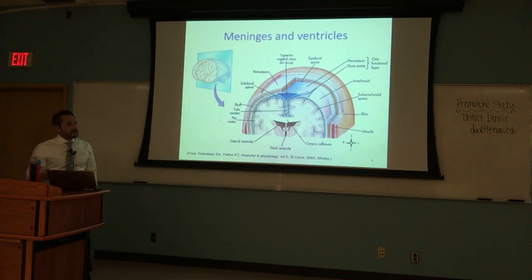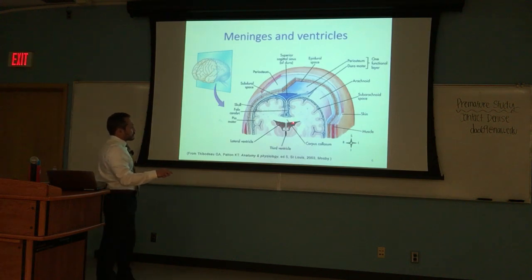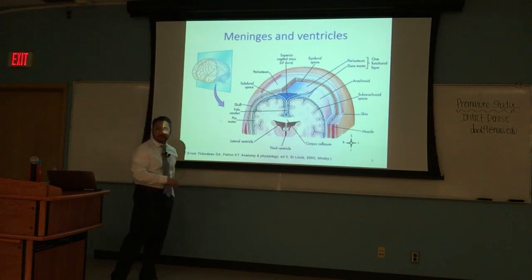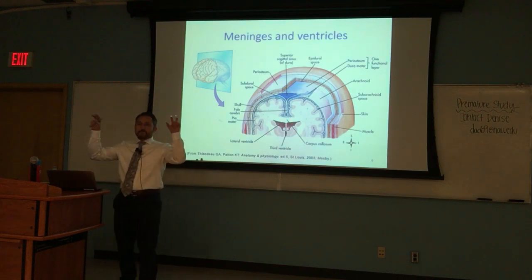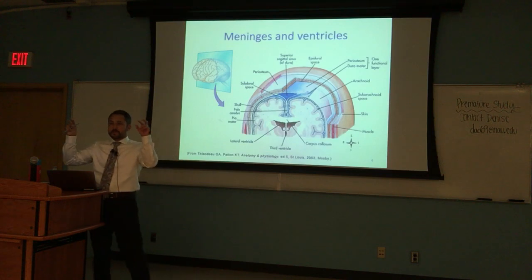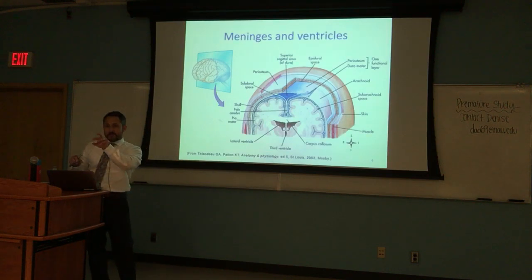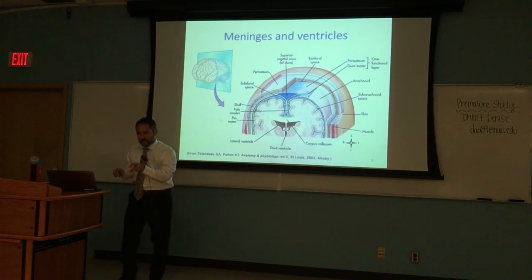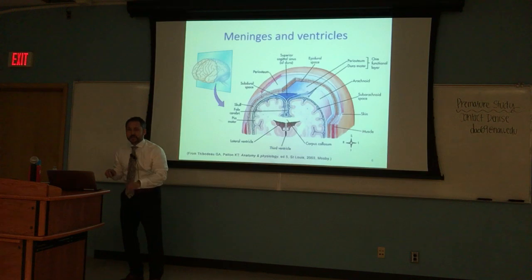Now, if we look at the ventricles, so we have 2 lateral ventricles, a third, and then a fourth. So they just don't call them 1 and 2. They call them lateral because they're right next to each other. They're like twinsies. And then the third is inferior, and then the fourth is inferior and slightly anterior to the third.